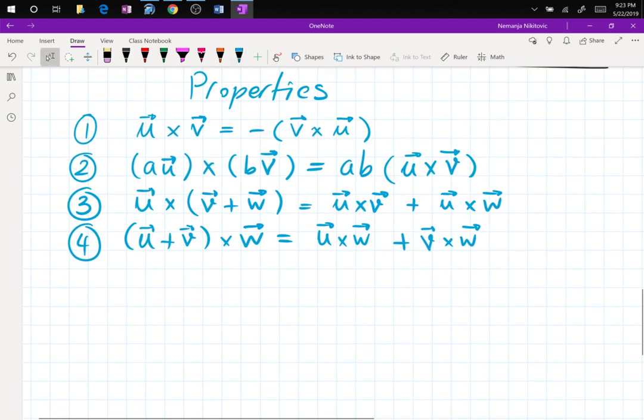If you are interested in proving any one of these, just replace all of your u's with u1, u2, u3, v's with v1, v2, v3, and w's with w1, 2, and 3, and then just grind through calculations. You will see that left side equals the right side. That's the way to verify all of these.